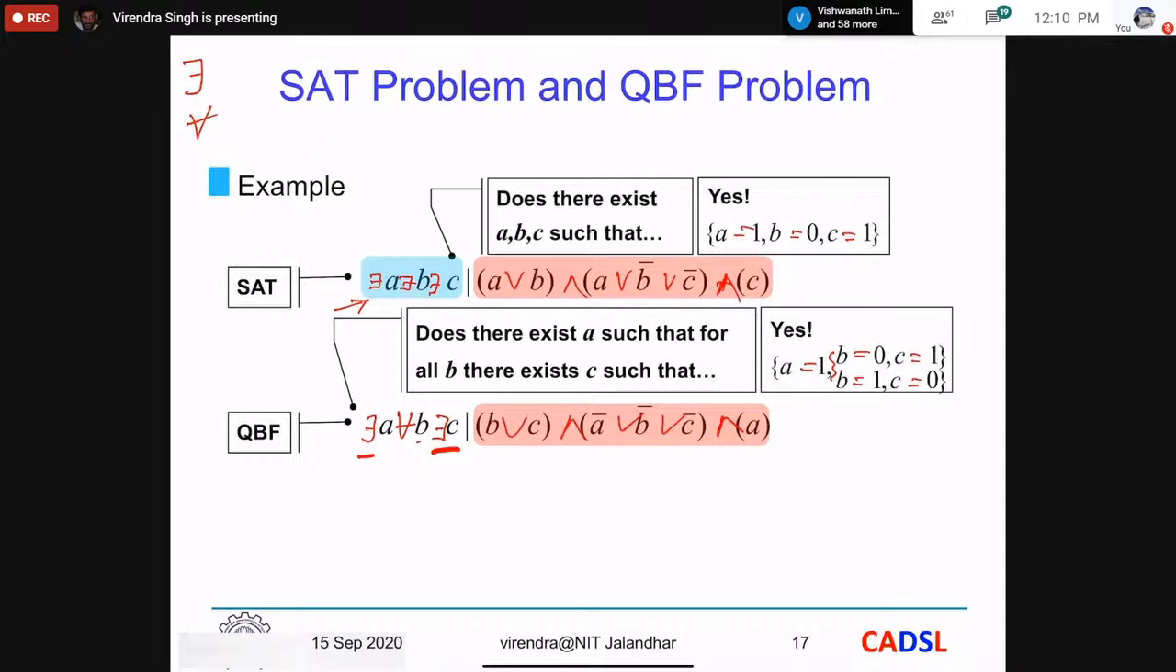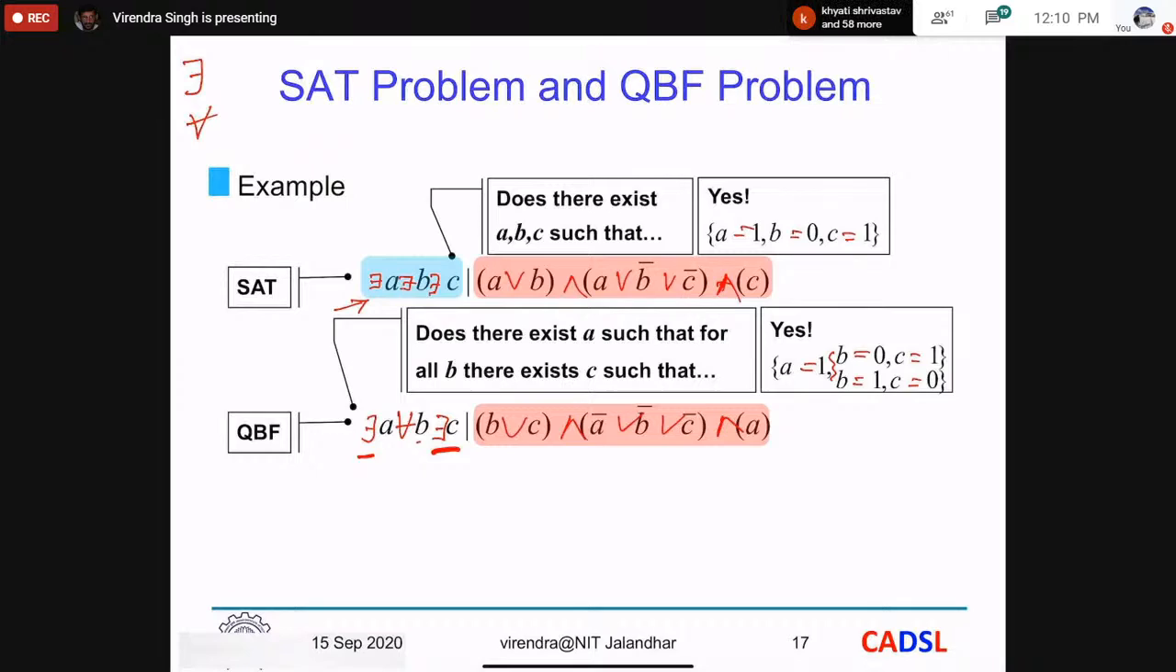So what it says is: does there exist any value of A such that for all the values of B there also exists a C, so that this formula is satisfied. So that means here for B I am looking for the entire spectrum of B. Spectrum in this case is a single variable, and a single variable can have 0 value and 1 value.